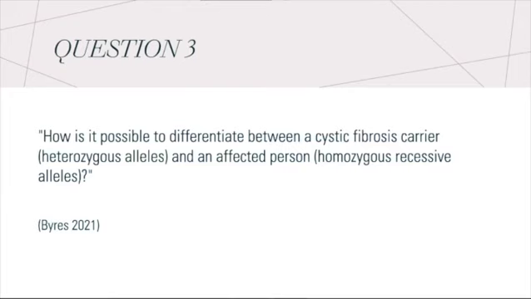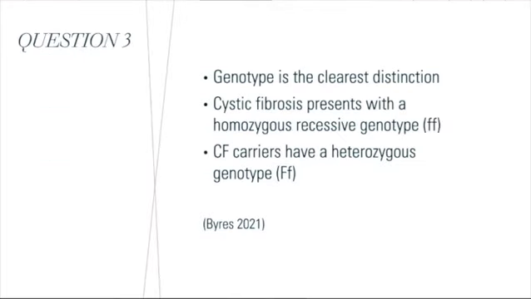Question 3 asks how to differentiate between a cystic fibrosis carrier and an affected person through alleles. Distinguishing characteristics can be found in both the genotype and signs and symptoms of people. People with only one copy of the cystic fibrosis gene are carriers, meaning they do not experience symptoms of the disease. A homozygous recessive genotype indicates cystic fibrosis, and a heterozygous genotype indicates the person is a carrier, meaning they carry the recessive allele but don't present symptoms.